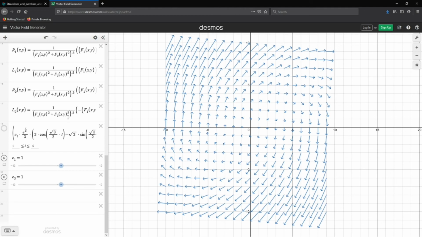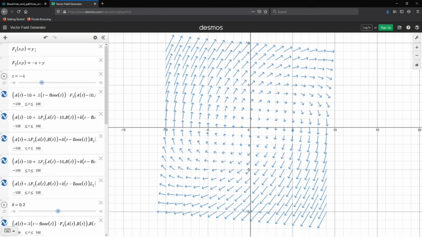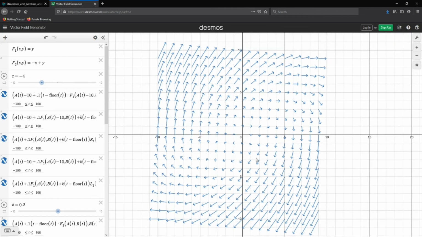I'm using Desmos in this plot right here to visualize the vector field, where the first component of the vector field is y, and the second component of the vector field is negative x plus y. You see that this vector field is sort of like a spiral.